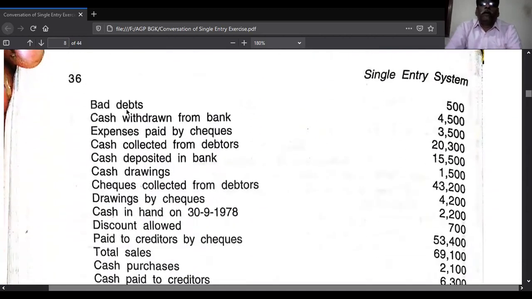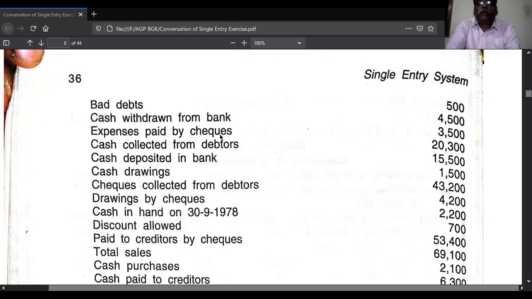Next, bad debt. Bad debt comes on the debtors account credit side first, and in the next stage, P&L account debit side. Cash withdrawn from bank is a contra entry. So receiver debit side, payer credit side. Cash withdrawn from bank means bank makes payment. Therefore, bank account credit side by cash and cash account debit side to bank. This is the contra entry.